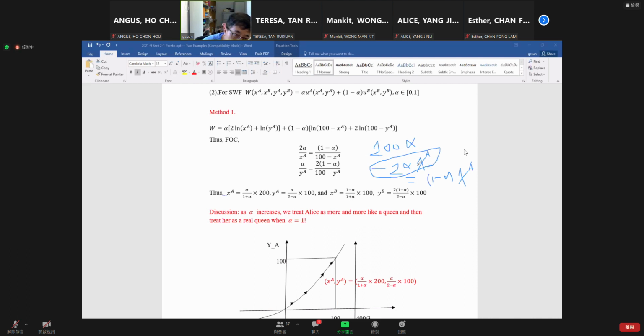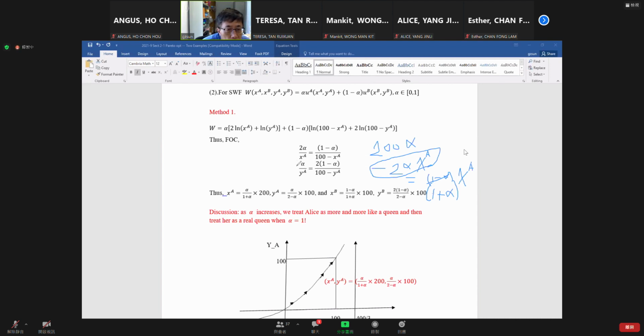We are interested in XA. Combine with this one, this minus becomes plus, negative becomes positive. Here 1 minus alpha plus double alpha. So therefore, this one becomes 1 plus alpha, right? So therefore, XA equals alpha over 1 plus alpha, times 200.